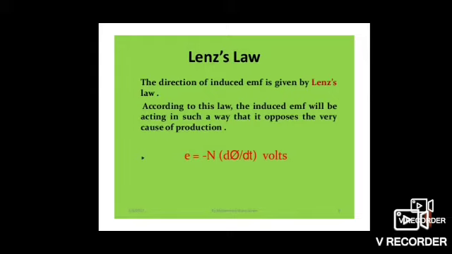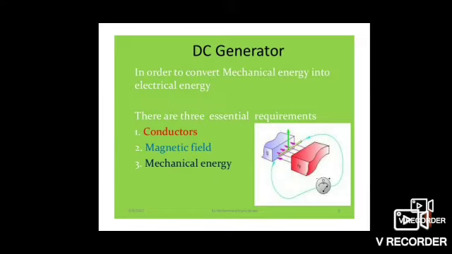So the direction of induced EMF according to this law will be such that it opposes the very cause of its production, that is it opposes the applied voltage. E equal to N into d phi by dt is Faraday's law, and according to Lenz's law it is in the opposite direction, so it will give the negative symbol. Therefore, E equal to minus N into d phi by dt volts.